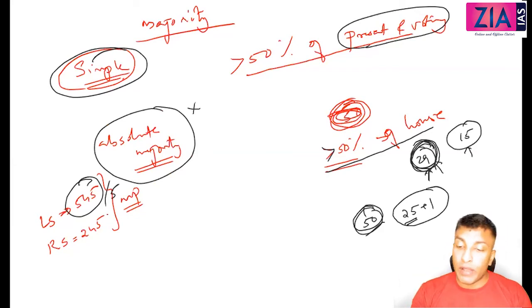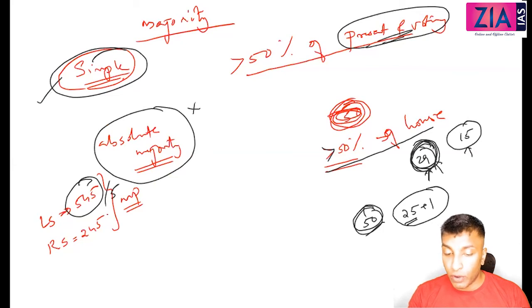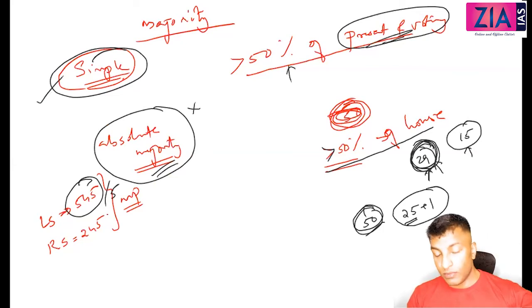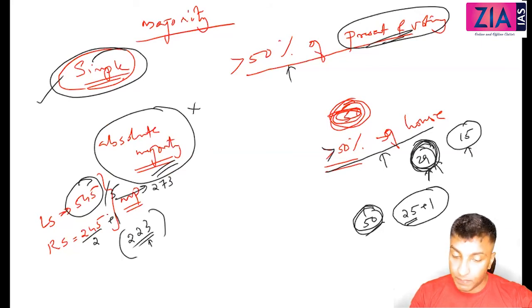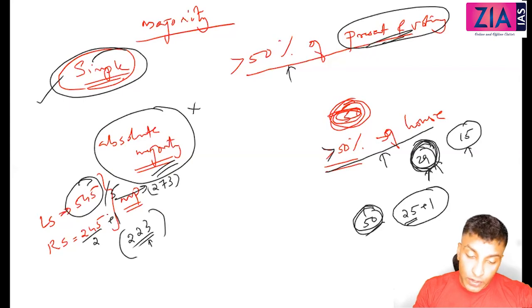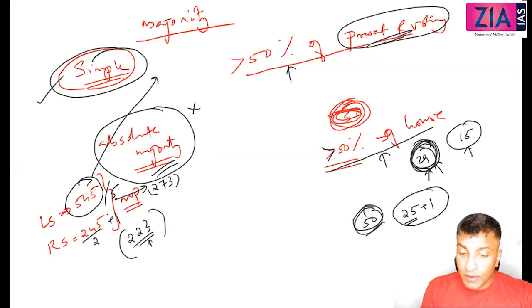So simple means whoever is present and voting, 50% or more. Absolute means out of the total, which is the strength of the house. What about Rajya Sabha? Divide by 2 plus 1. What is that? 123. So 123. Now, for Lok Sabha, it is 273.